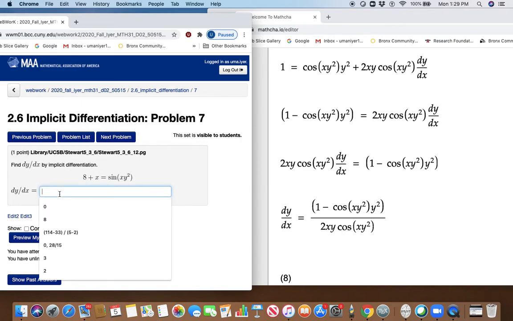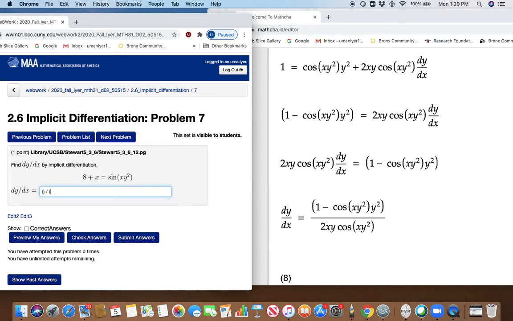So numerator over denominator. Numerator is 1 minus cosine xy squared times y squared. Denominator is 2xy cosine xy squared.